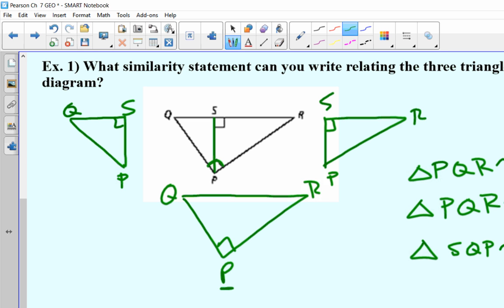Okay, so we want to make sure that we have that theorem down and can write a similarity statement. It's going to take all three of these to be able to write a similarity statement. Okay, let's write that down so we don't forget.